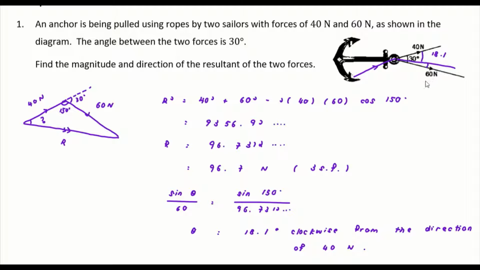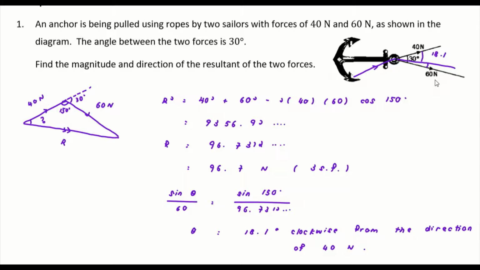So in that case, how am I going to answer? For example, let's say I get 30 here, so 18 is around 12. If I get my 12 here, then it will be 12 Newton anti-clockwise from the direction of 60 Newton. Okay, so that's the idea of how you should write it.